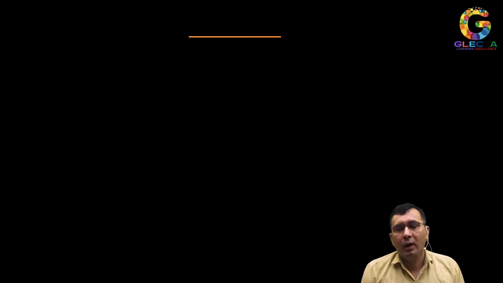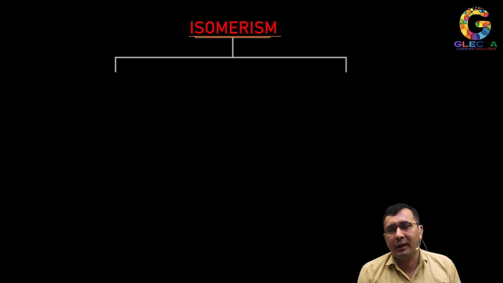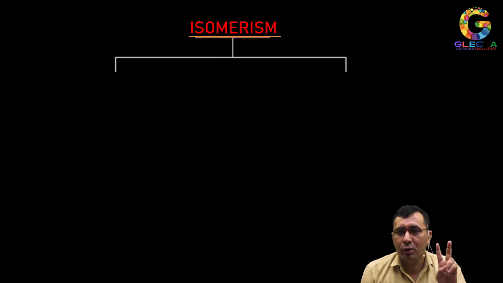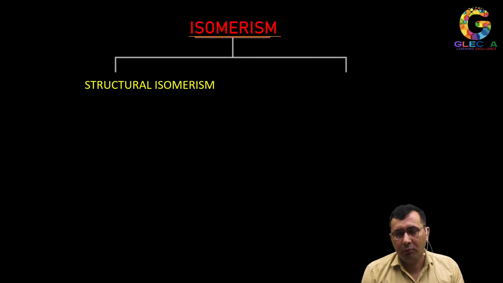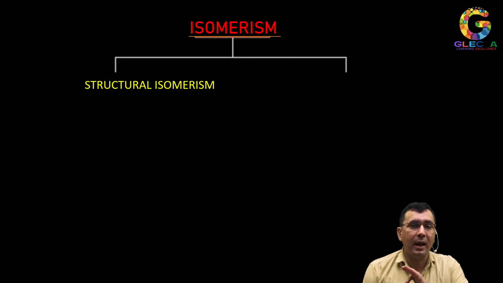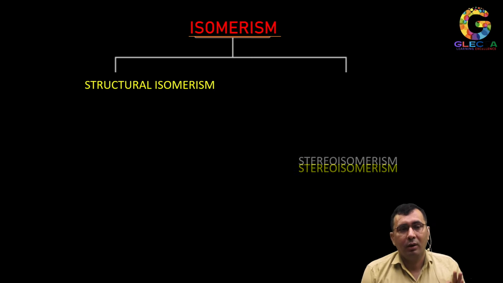Now let us move to the flow chart for isomerism. Actually, isomerism can be categorized mainly in two parts. Number one is structural isomerism, meaning the compounds having the same molecular formula but the structure is different. We will discuss the structural isomerism later.